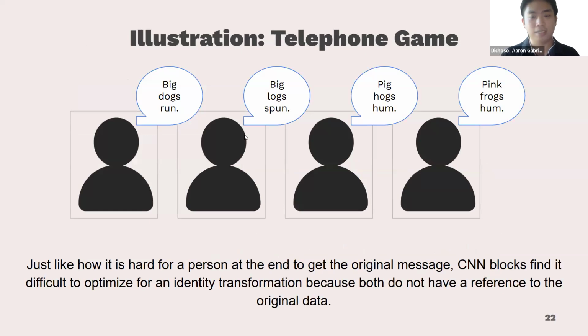I like to imagine it like this. Have you guys ever played the telephone game, for example, in Christmas parties or intramurals? You whisper a message to someone, and everyone has their ears closed, and the goal of the person at the end is to get the original message. This is really hard because nobody is hearing what the first person is saying, and eventually the context gets lost at the very end. Convolutional neural network blocks in this architecture are experiencing the same problem. They find it really difficult to optimize for the identity transformation, or just returning the original message through the blocks, because they do not have a reference to the original data or the input that was given at the very start of that group.